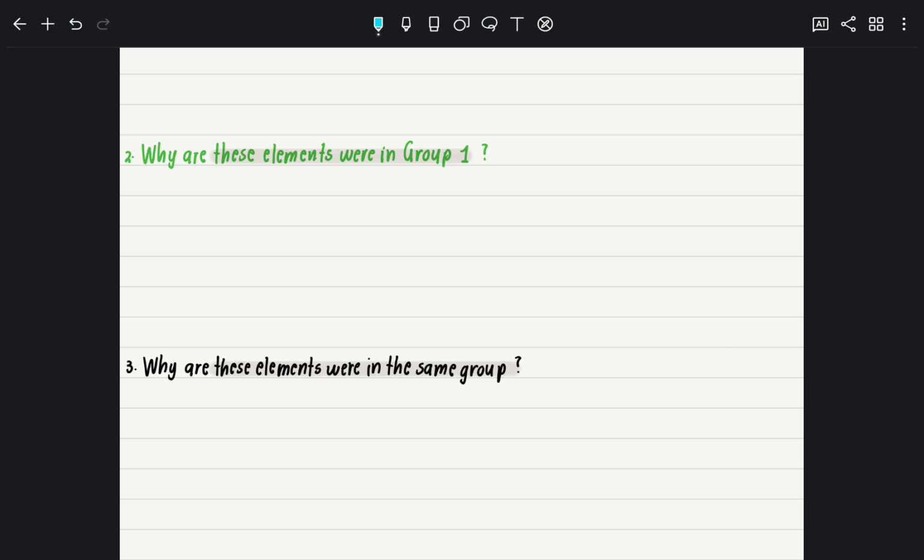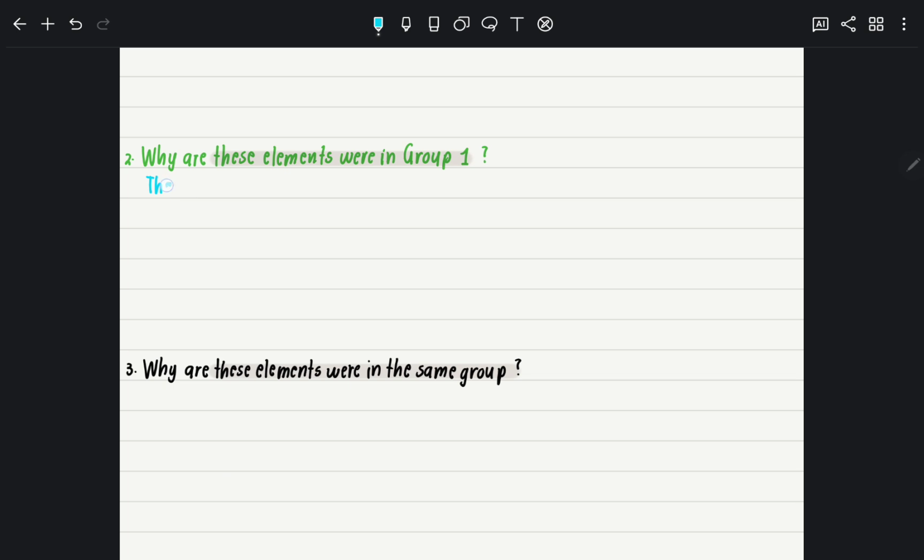No matter what your answer should be, remember that the word atom is a must. So you can say the group 1 elements atom have one valence electron only. So this is how your answer should look like. Okay, if you want to make it more simple, the atoms have one valence electron.